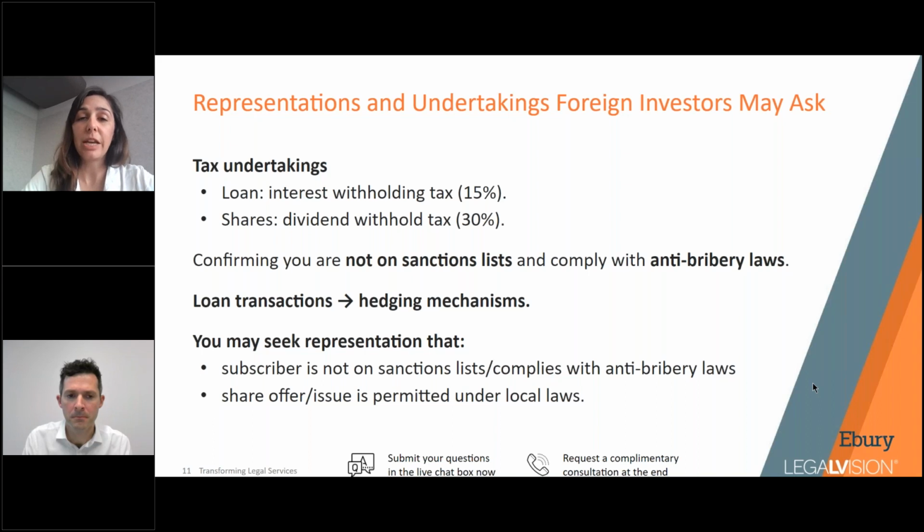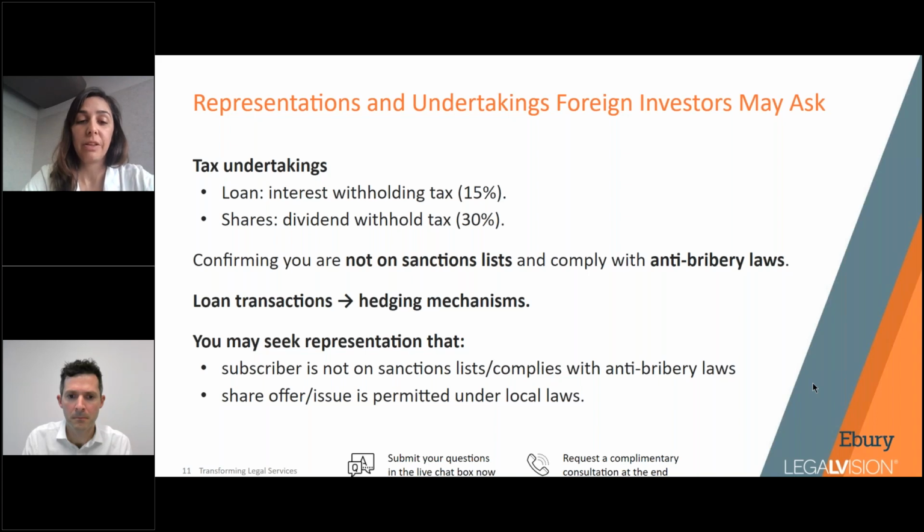Next are the representations that they might ask you for. So they might ask you for representations that the company is not on any sanctions list and has complied with anti-bribery laws. So you need to be considering whether or not the company is able to give those representations to your investor.